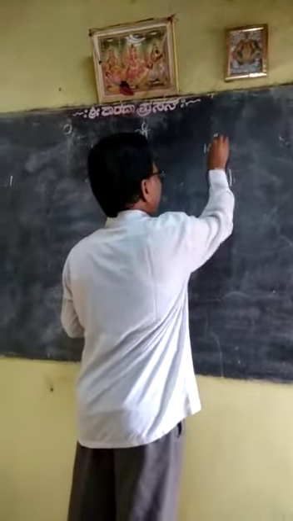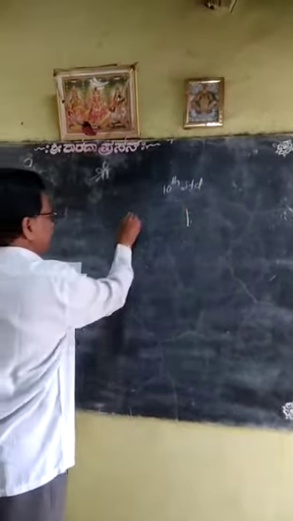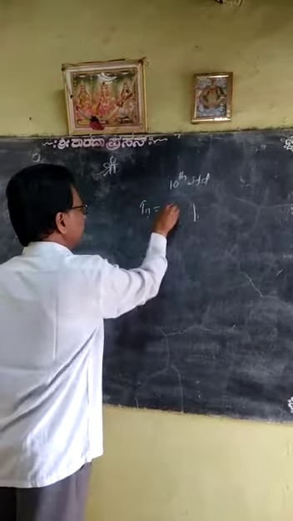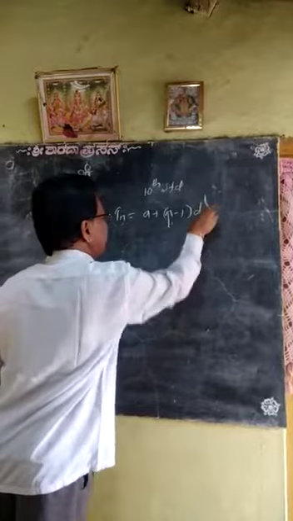So, on that day, we stopped when Tn is equal to a plus (n minus 1) d. Up to this formula we studied.